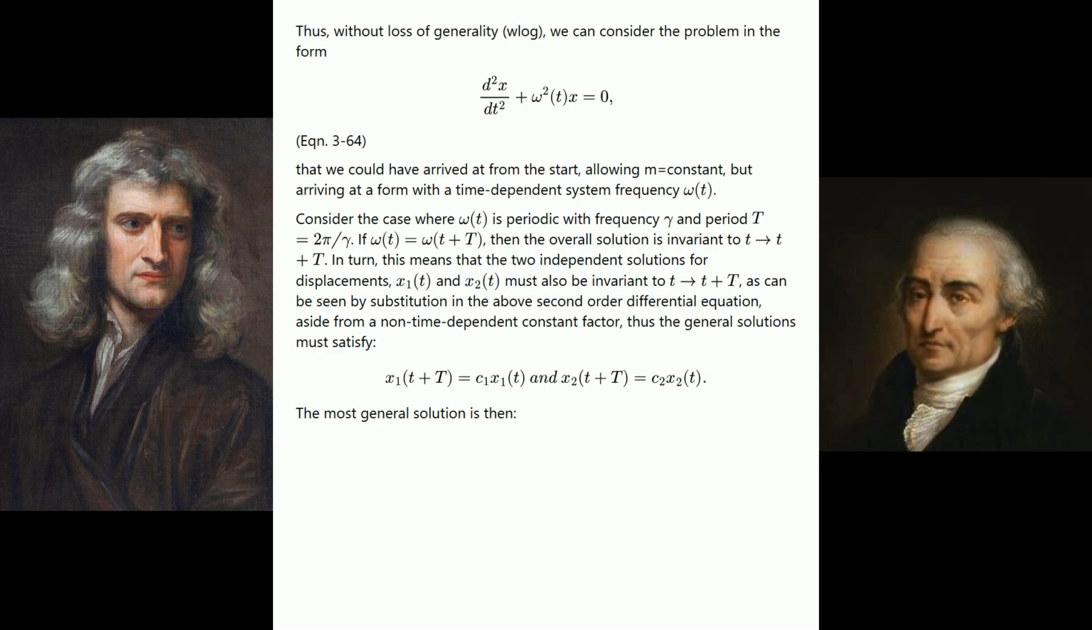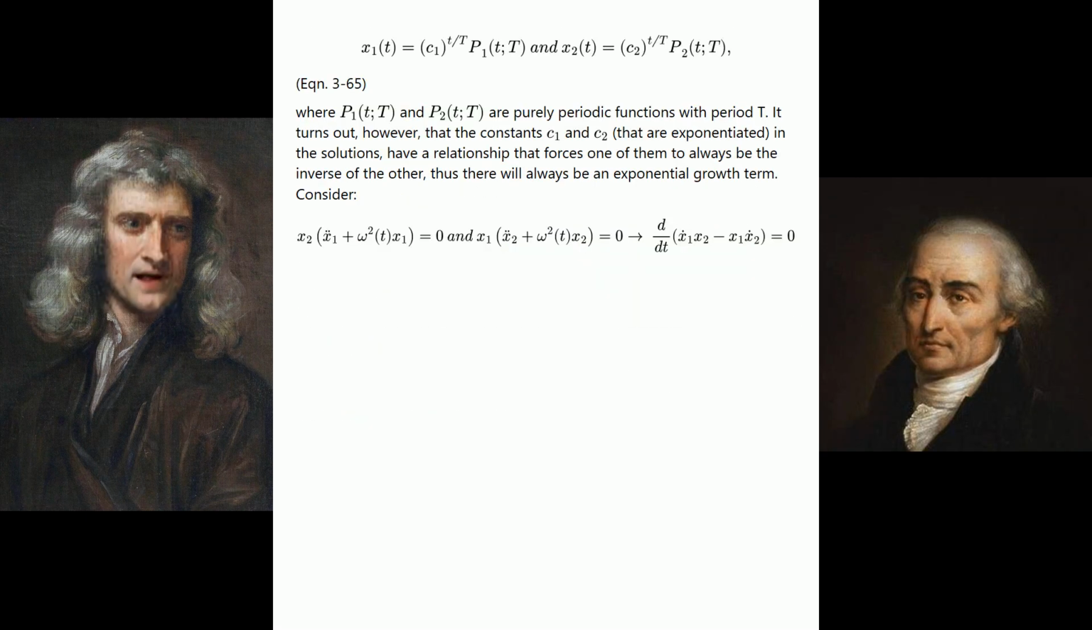Consider the case where omega of t is periodic with frequency gamma and period T equals 2 pi divided by gamma. If omega of t equals omega of t plus T, then the overall solution is invariant to t going to t plus T. In turn, this means that the two independent solutions for displacements, x sub 1 of t and x sub 2 of t, must also be invariant to t going to t plus T, as can be seen by substitution in the above second-order differential equation, aside from a non-time-dependent constant factor, thus the general solutions must satisfy. See the equation shown.